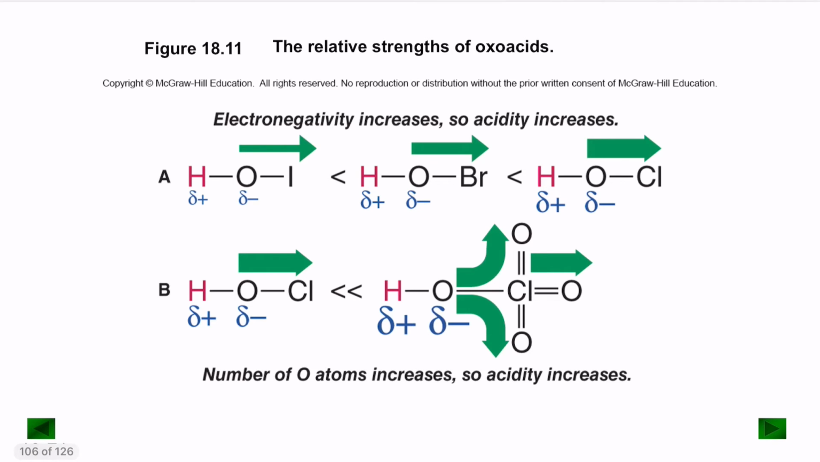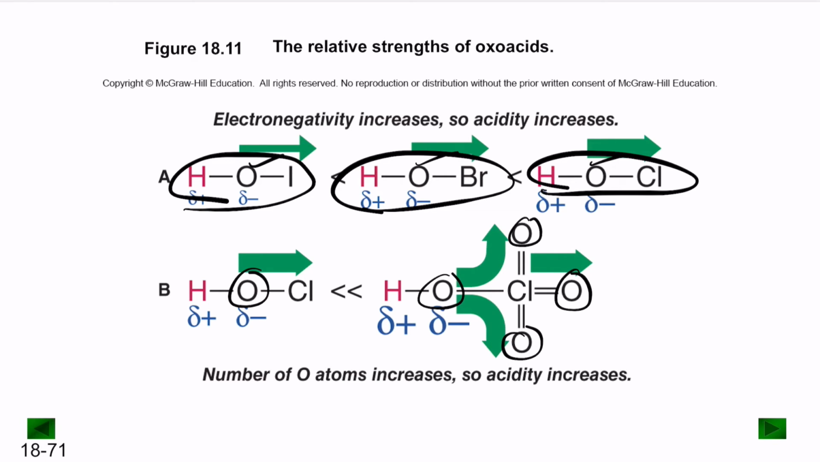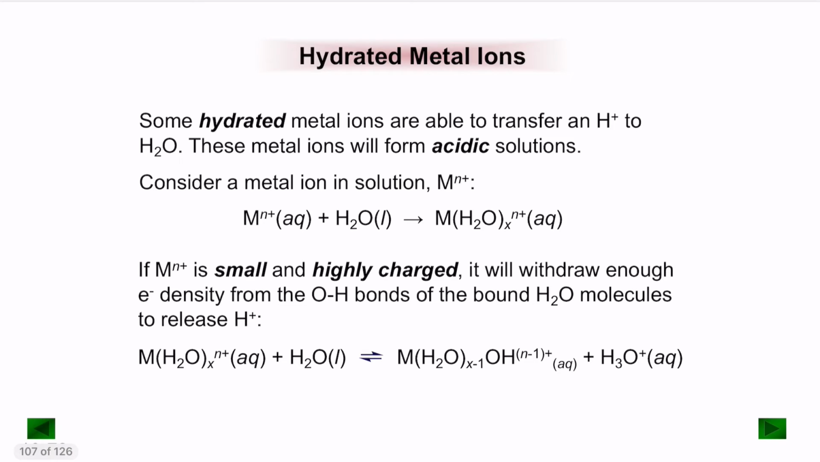For example, when you take iodine, bromine, and chlorine, there is an increase in the acidity with an increase in the electronegativity, because all of them have the same number of oxygen atoms. But as you notice, when there is an increase in the oxygen atoms connected to the central nonmetal, there is an increase in the acidity. So the number of oxygen atoms increases the acidity.